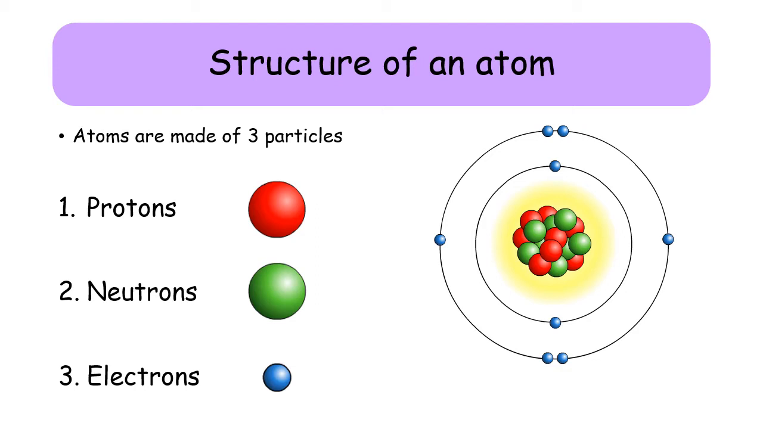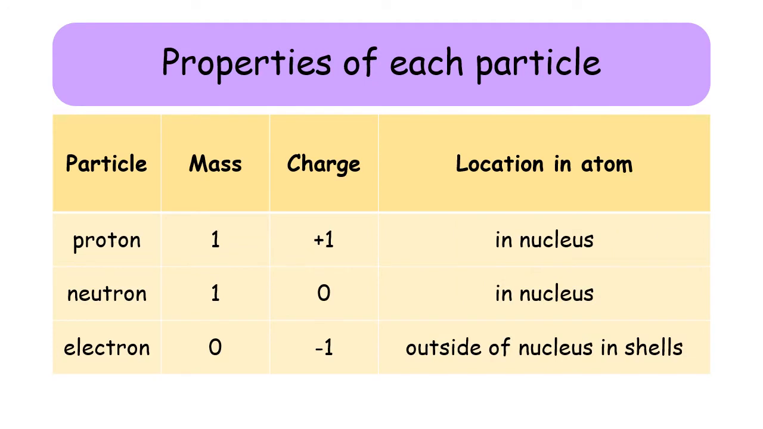Now we need to know different properties of protons, neutrons, and electrons. So we need to know their mass, we need to know their charge, and we need to know where they are found in an atom. Now protons are very easy. Protons have a mass of 1, they have a charge of +1. So remember, protons are positive, and they're found in the nucleus.